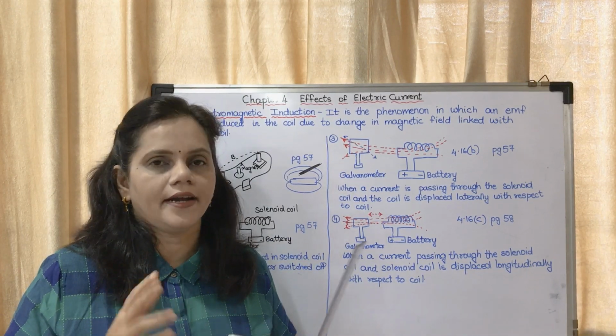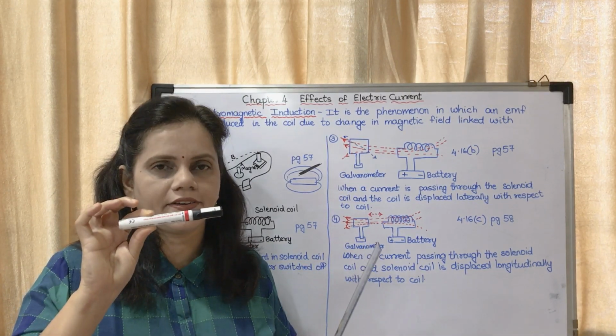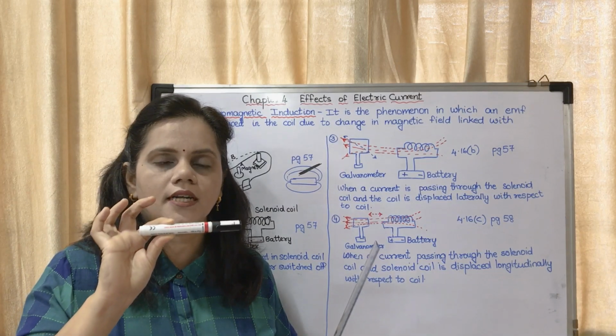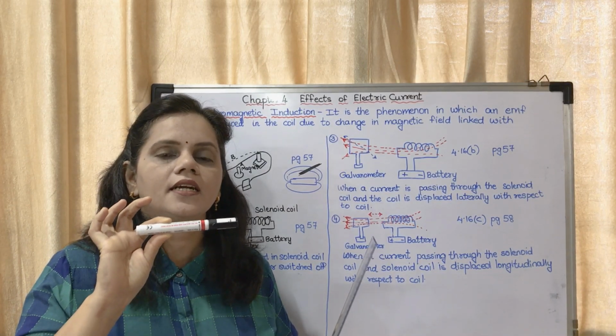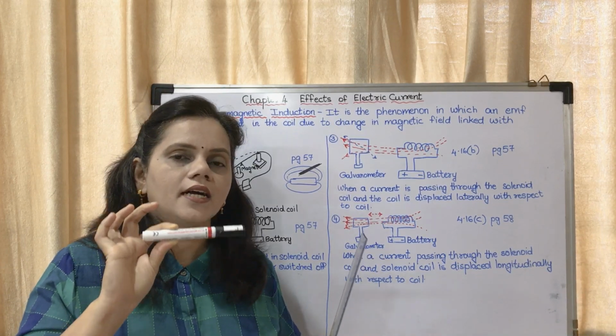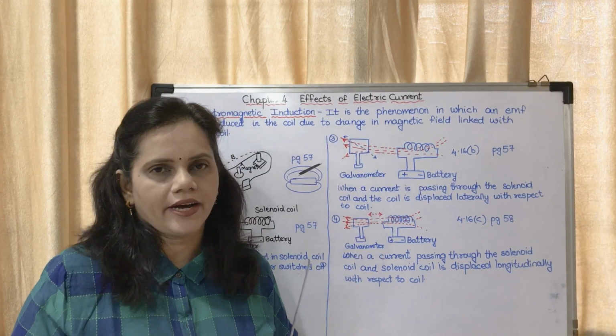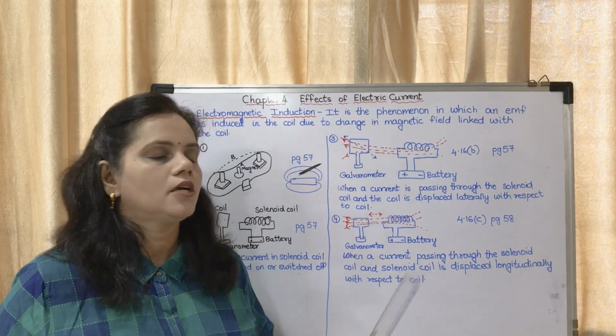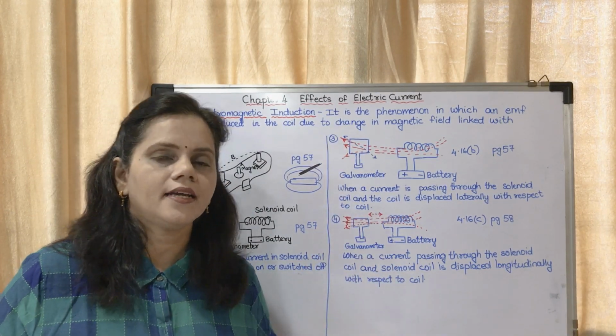Current is started in the wire. Okay, the wire is not connected to any battery. It is not connected to any electric supply. But the current is generated in the wire. This is the experiment which shows electromagnetic induction.